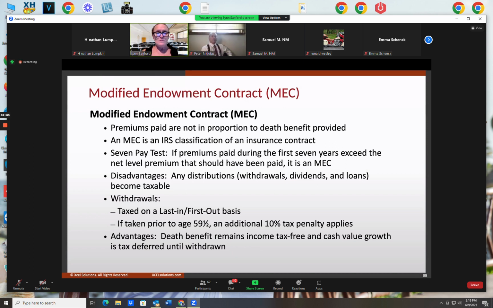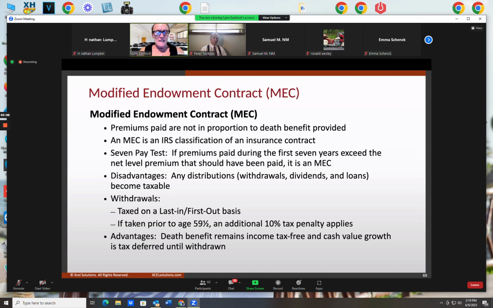7-pay test, it has to pass. If premiums paid during the first 7 years exceed the net level premium that it would have taken to pay that policy up in 7 years, then it is considered a MEC, and it will remain a MEC the rest of the life of the contract. Then what happens once it's made a MEC? Disadvantages of making a policy a MEC is that any distribution at all, any withdrawal, any dividend, any loan you take out on a MEC is going to be taxable to you. It becomes taxable to you.